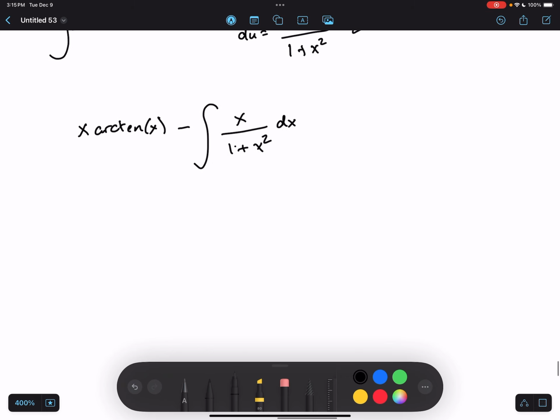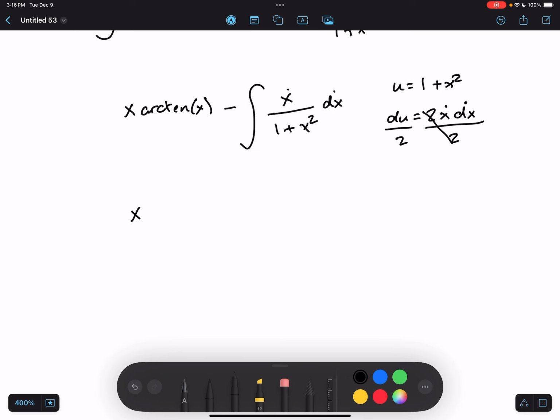Now, we've got x over 1 plus x squared in the integrand here, and the easiest way to take care of that is to perform a u sub. So we'll let u equal 1 plus x squared. The derivative of u is 2x dx, and you'll notice that we've got x dx here, and for us to get x dx in our du, we just need to divide this side by 2, divide this side by 2, and now all of a sudden 1/2 du equals x dx.